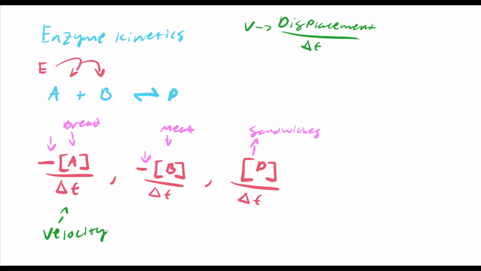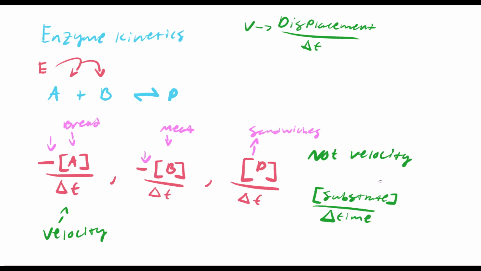Now, velocity is not the product over time, okay? That is not velocity, because velocity is actually the substrate. So we're going to have the concentration of the substrate over some unit of time, right? So the change of time. It could be an hour, it could be a minute, a day, etc. So this right here is not velocity because this is not a substrate, that is a product, okay?